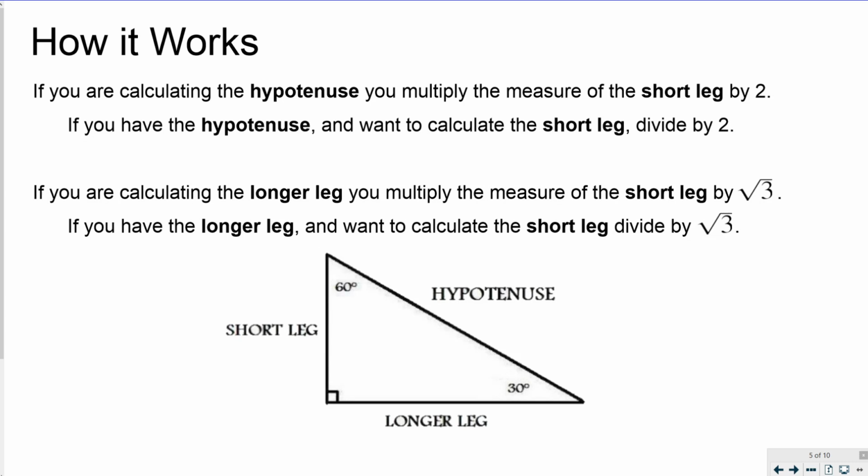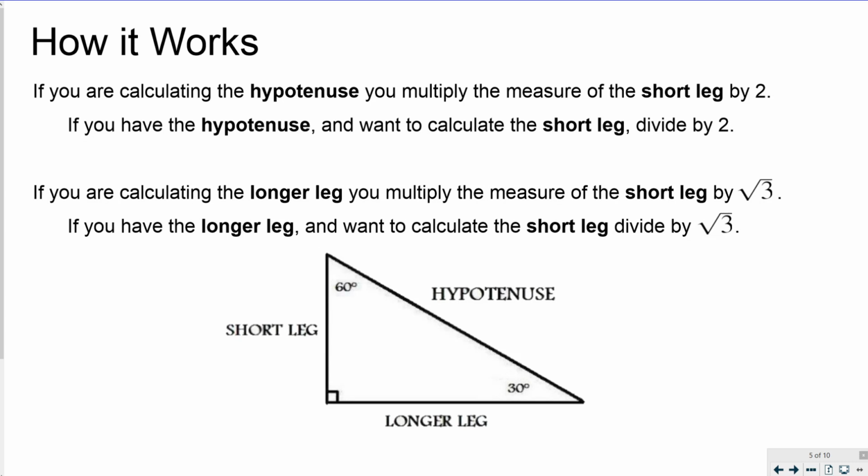And remember, when you multiply a rational number by an irrational number, all you do is push them together. You don't actually multiply them because you cannot actually multiply them. If you have the longer leg and you want to calculate the short leg, you are going to divide by the square root of 3.